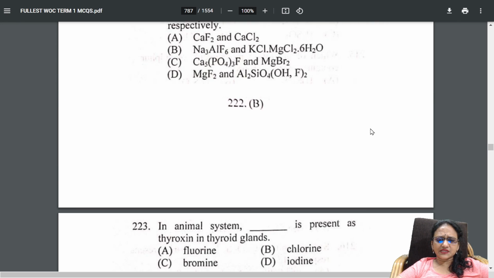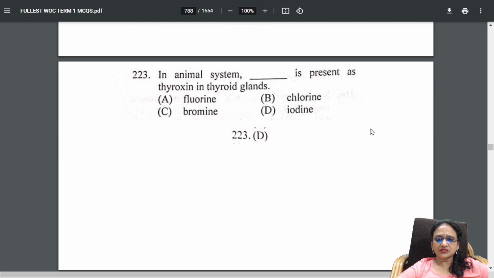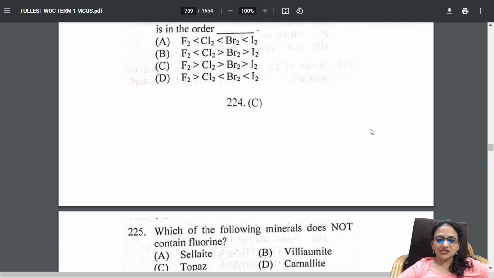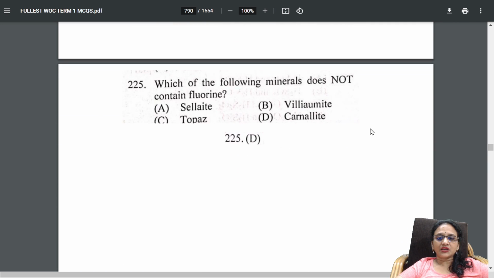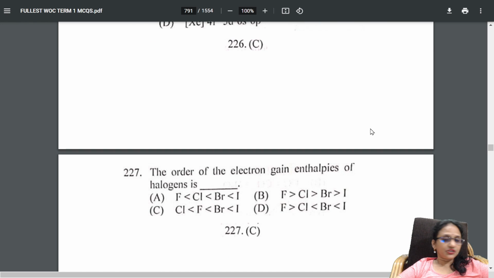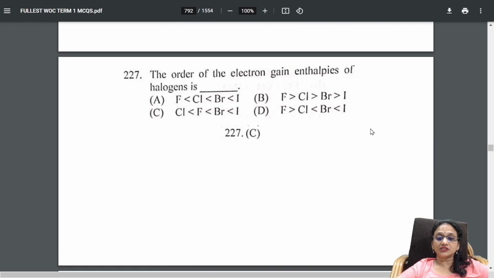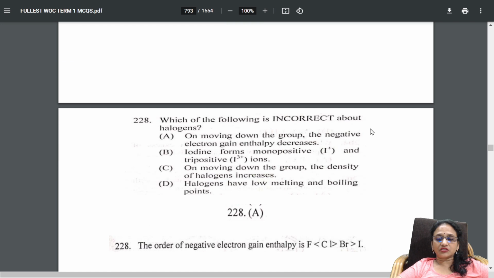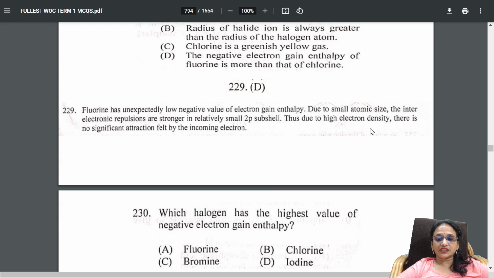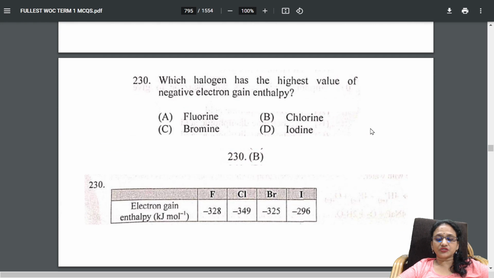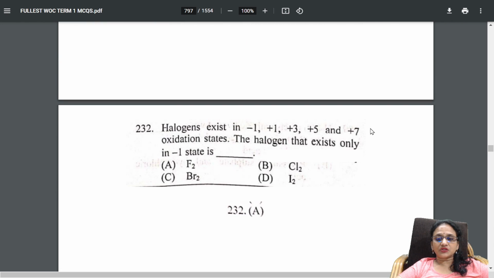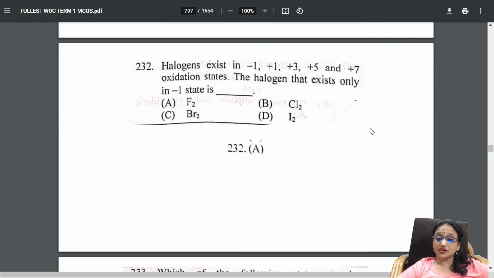So these are the group 17 questions also which have started. Starting from the occurrence, starting from the uses, starting from the trends, everything is given here. Okay. They will ask you the configurations also. They will ask you the trends. So what is the electron gain enthalpy trend? What is the oxidizing power trend? Electropositivity trend, everything they're going to ask. Negative electron gain enthalpy. Okay. Highest oxidation state. Like that, concept is clearly asked.